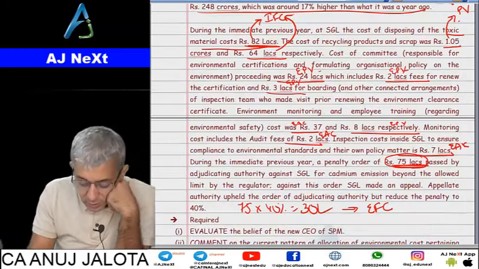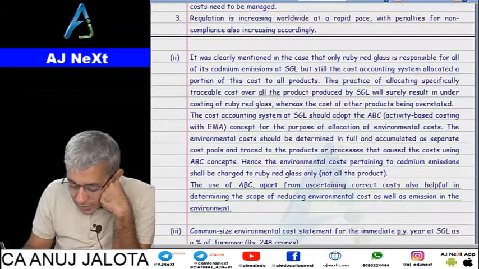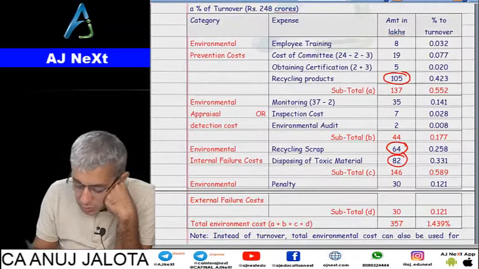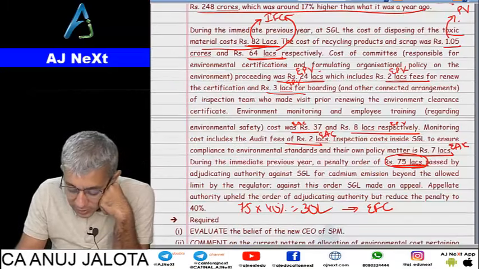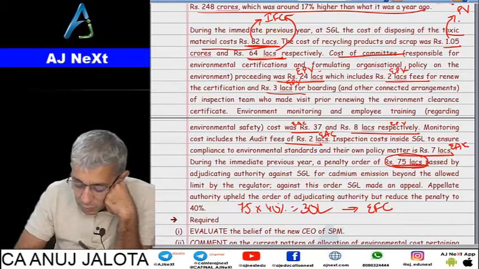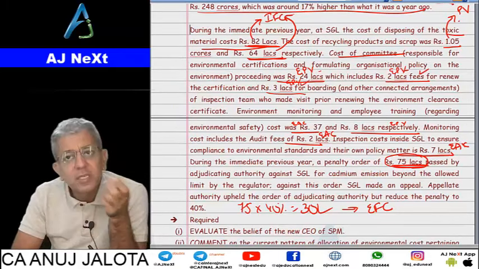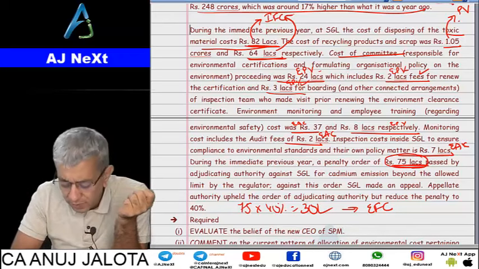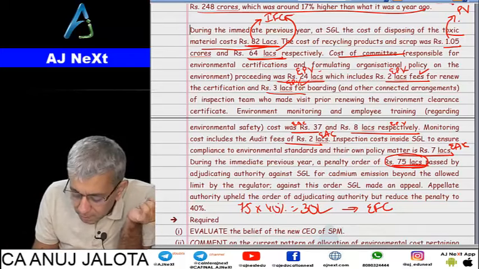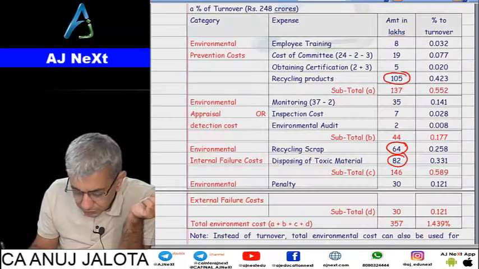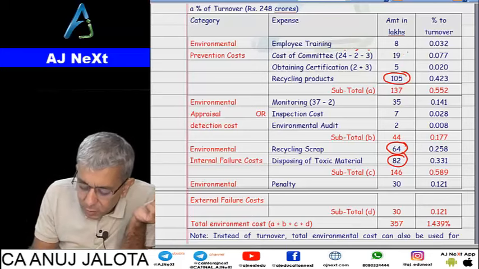Further, this 64 lakh rupees is recycling of scrap that will come in internal failure cost. So that is also done. Further, the cost of the committee was 24 lakhs. Now that included 2 lakhs and 3 lakhs over here. All these things were environmental prevention cost only. If you want to keep them separate, you can. So 24 minus 2 minus 3, that was 19 lakhs.